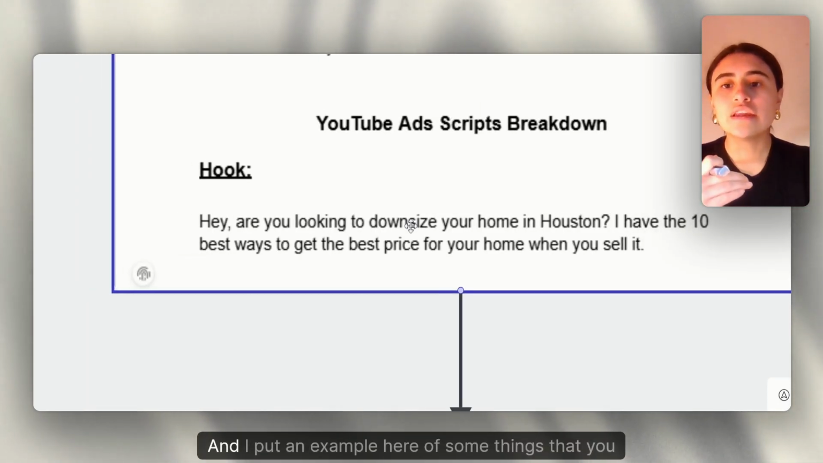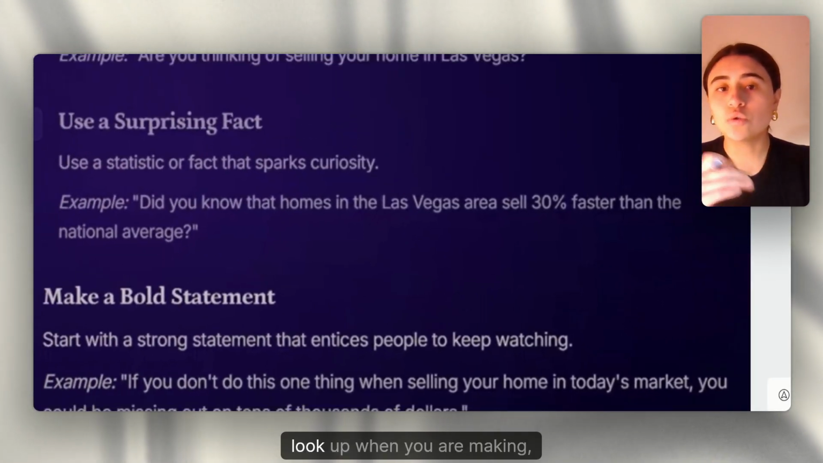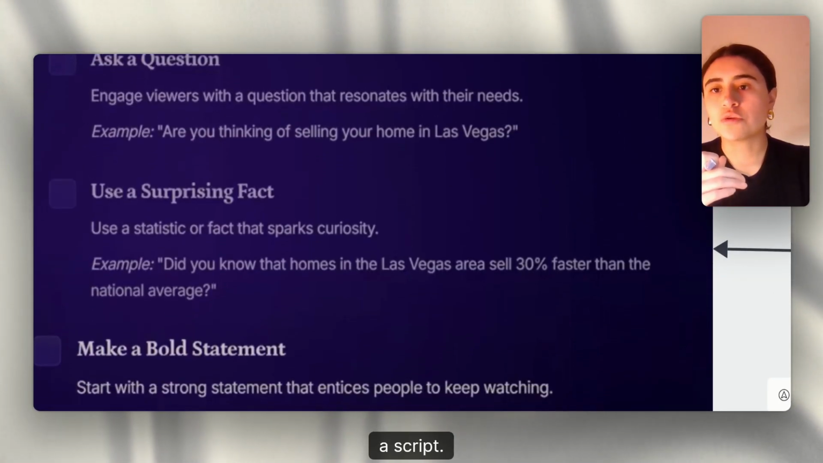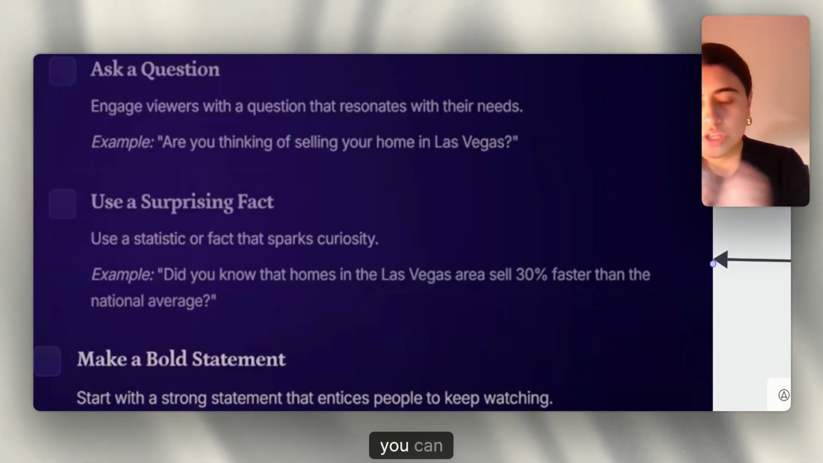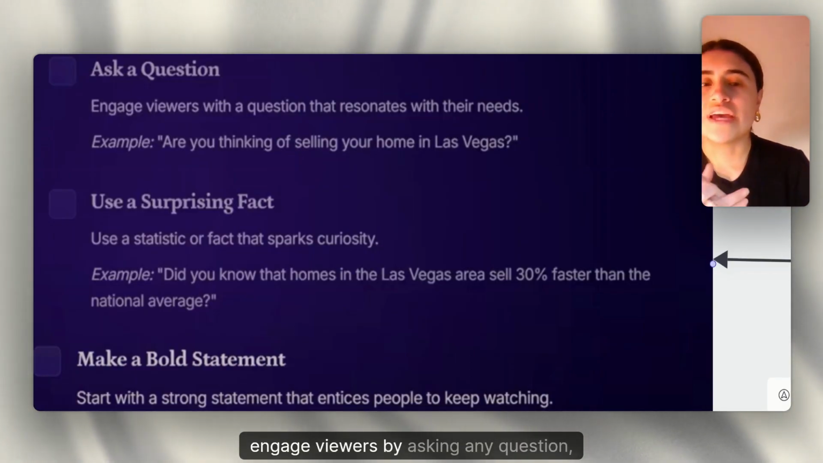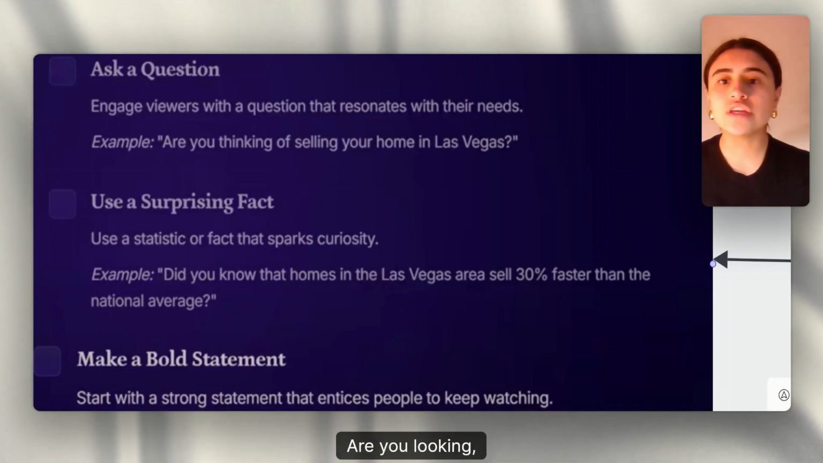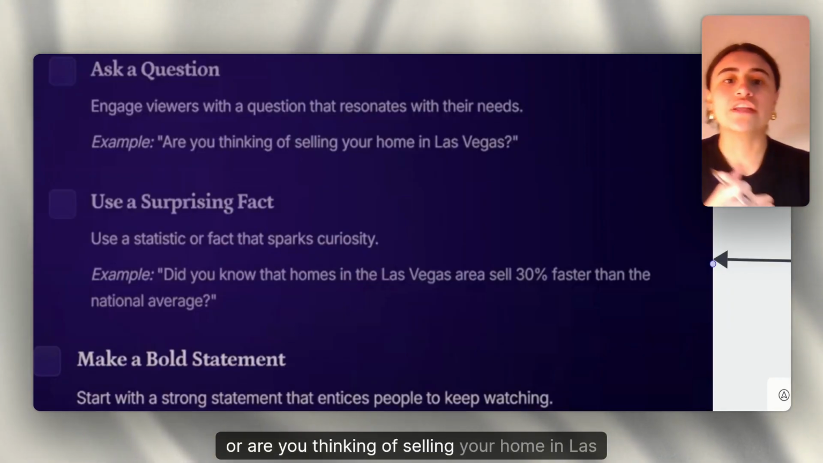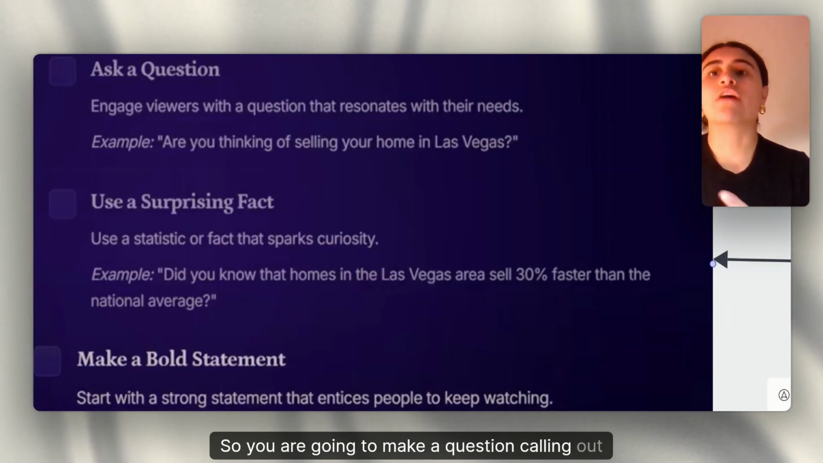And I put an example here of some things that you can look up when you are making a script. You're going to ask a question, so you can engage viewers by asking any question, as I told you. For example, are you looking to downsize? Are you thinking of selling your home in Las Vegas? So you are going to make a question calling out your audience.